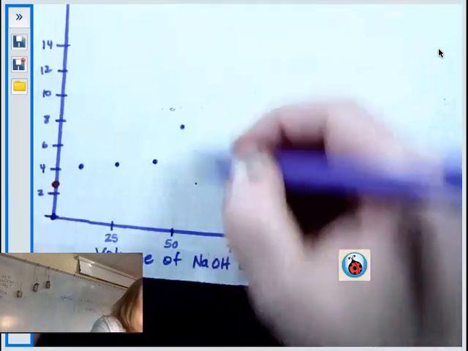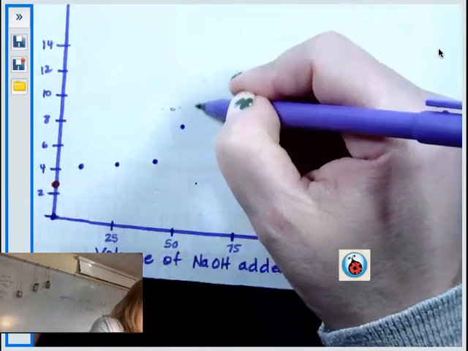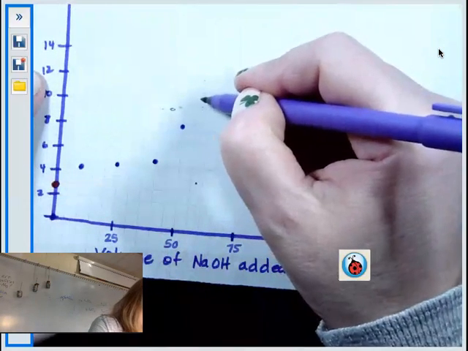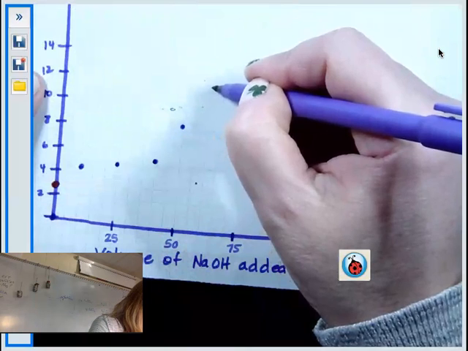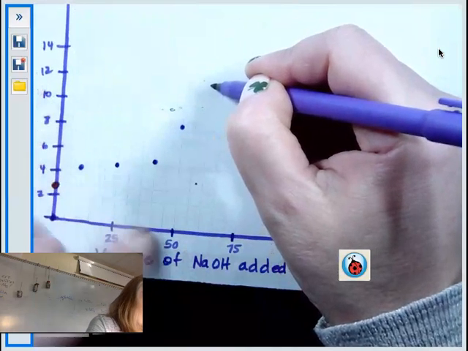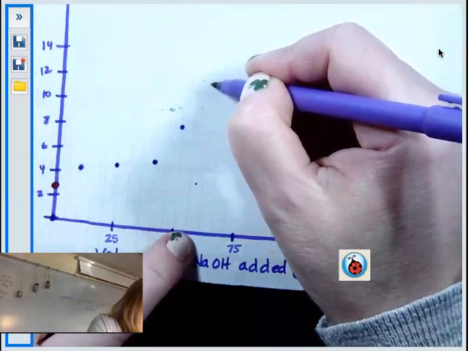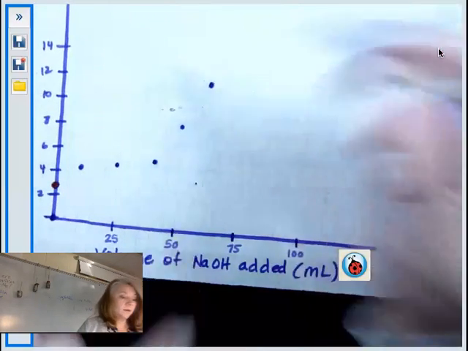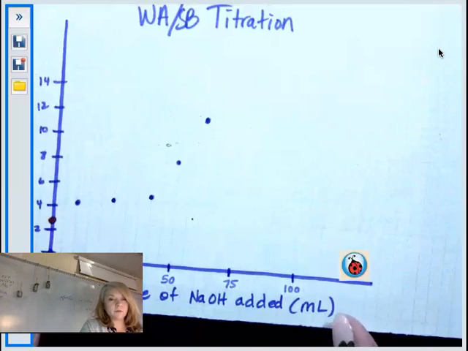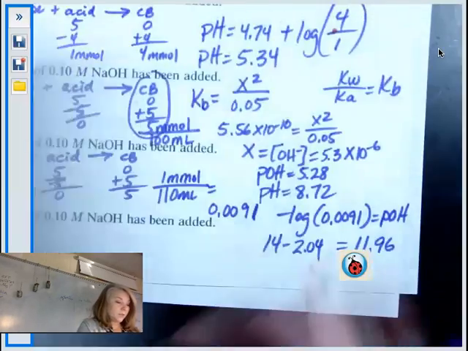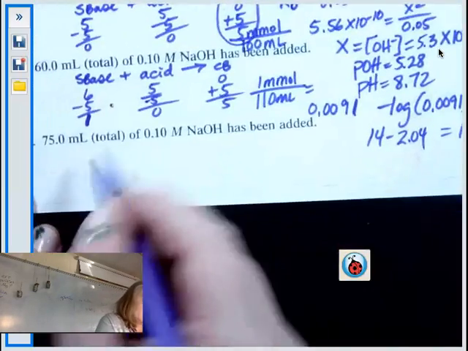Okay, so now 60 mils was added, and we're way, way up here, 11.96, almost to a 12. Can't really tell where I'm at. Okay, there we go. Okay, last point.